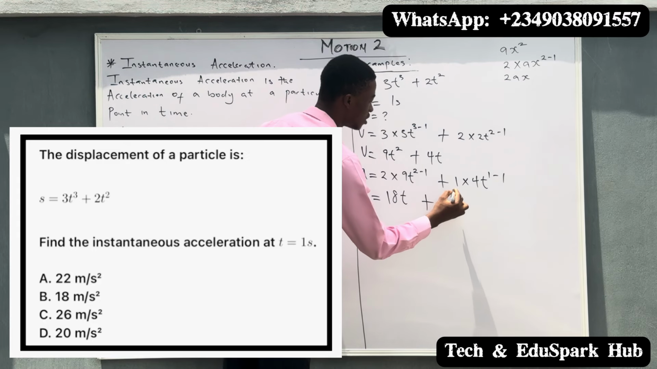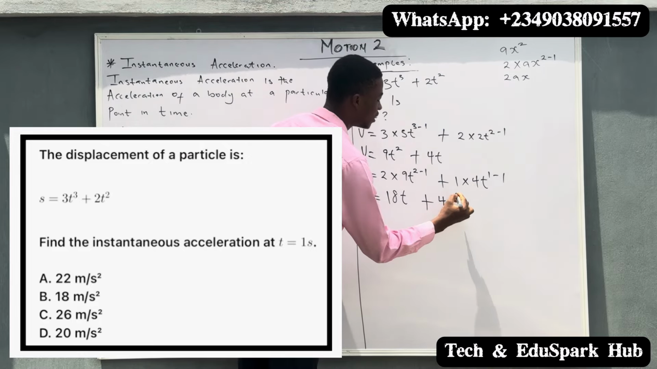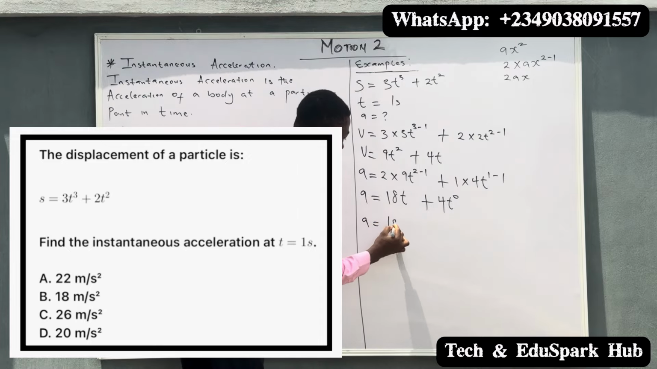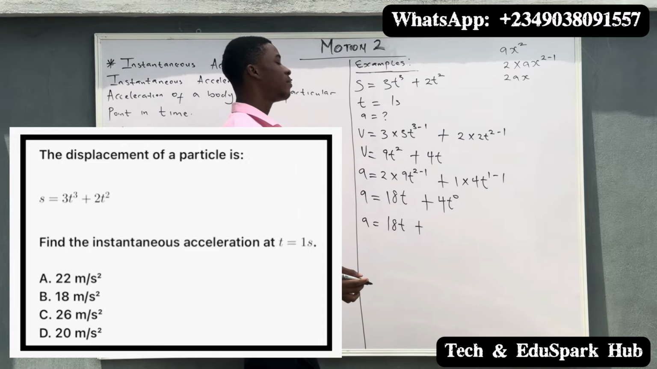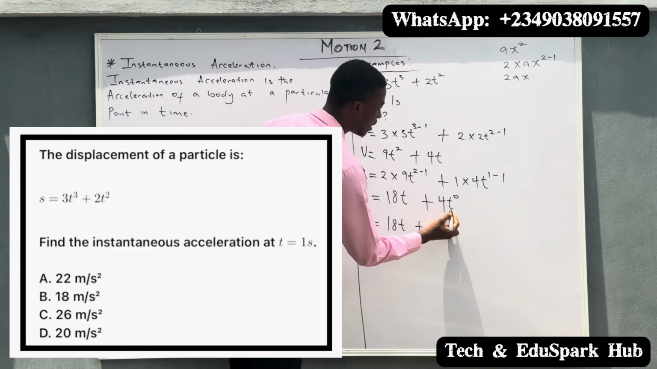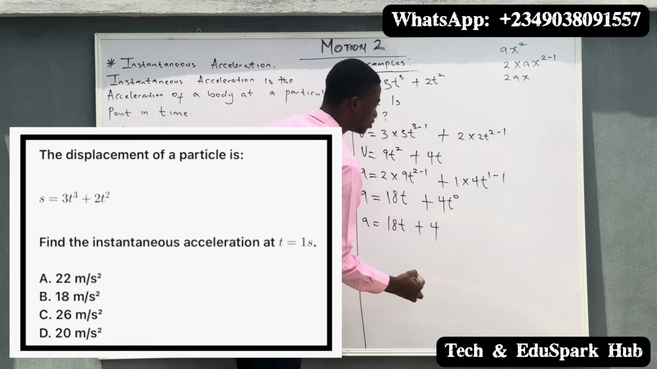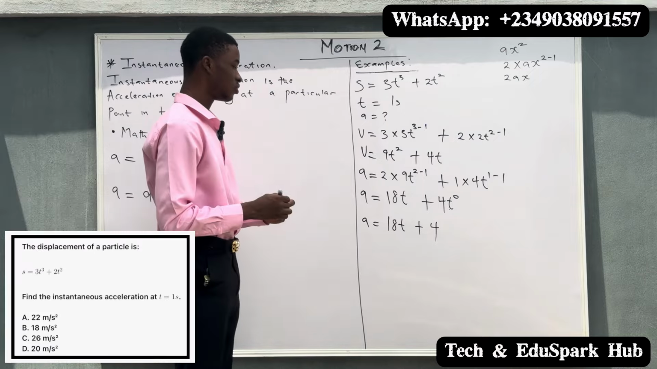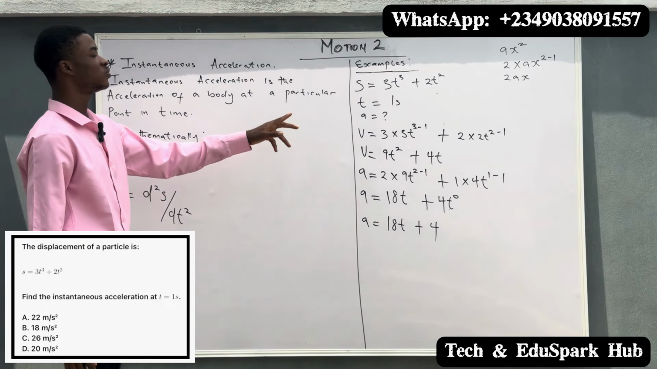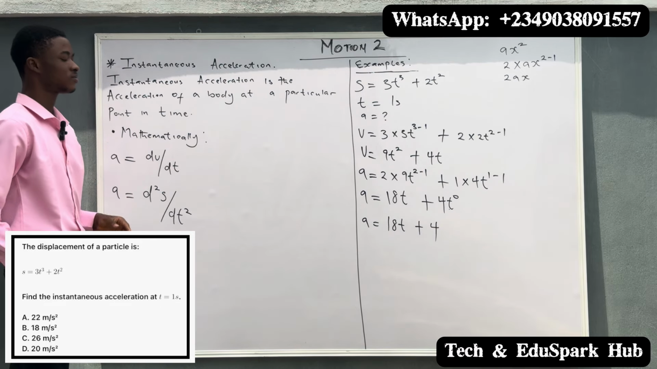So we have plus. So 1 multiplied by 4t will give us 4t. And 1 minus 1 will give us 0. So our a here will be given as 18t plus. Remember we said anything raised to power 0 is what? Is 1. So 4 multiplied by 1, because t raised to power 0 is 1. So 4 multiplied by 1 will give us 4. So this is our instantaneous acceleration. So you can see we differentiate it twice to get the instantaneous acceleration because we are given what? The displacement. So that is why we differentiate twice.